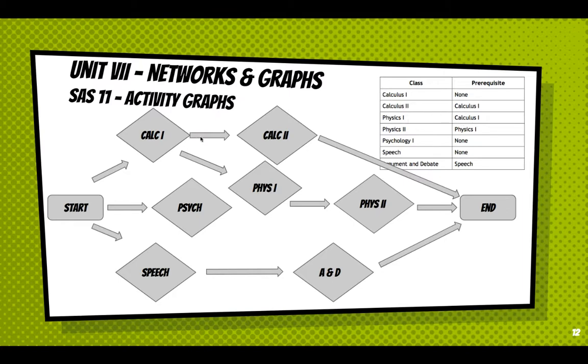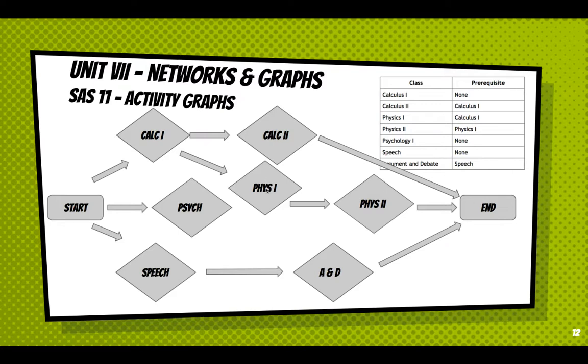All right. Now, Calculus 1 is a prerequisite for both Calculus 2 and Physics. So there's an arrow coming out of Calculus 1 going to Calculus 2, and an arrow coming out of Calculus 1 going to Physics 1. You see that? Okay. Now, Calculus 2 is not in this prerequisite list. Because it's not a prerequisite list, that means that when you're done with Calculus 2, you can go to the end section because it is not a prerequisite for any other course.